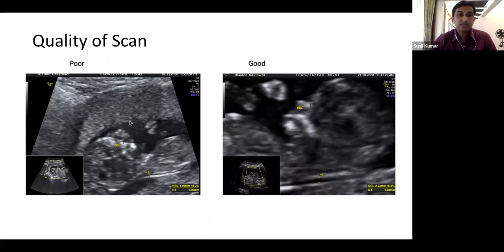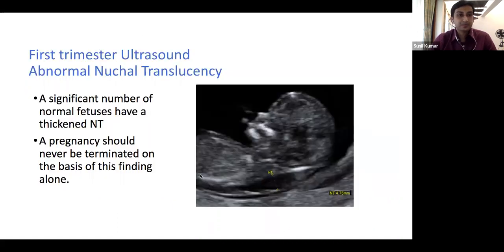Quality of scan is very important. As I mentioned, this is a poor image because the neck of the baby is turned to one side, so it is not a good way to measure the nasal bone. Here it's a good image. You're seeing a nice nasal bone and a good nuchal translucency.